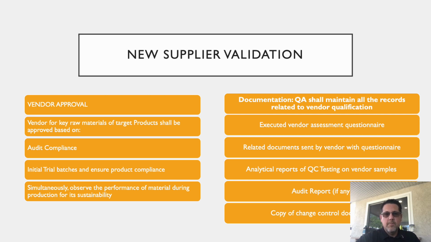So within our new supplier validation, we have a quick little checklist here of things that you can look at. And we have our vendor approval. We have the target products that shall be approved based on audit compliance. You want to make sure you audit the facilities that supply you. I think it presents a great opportunity to build a great rapport. At the same time, it shows your suppliers that you're not going to accept substandard quality products, and ensures that your supply chain stays focused and clean.